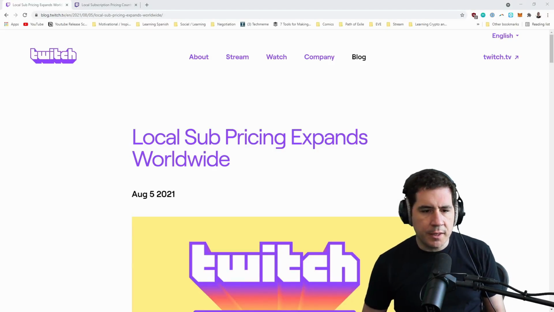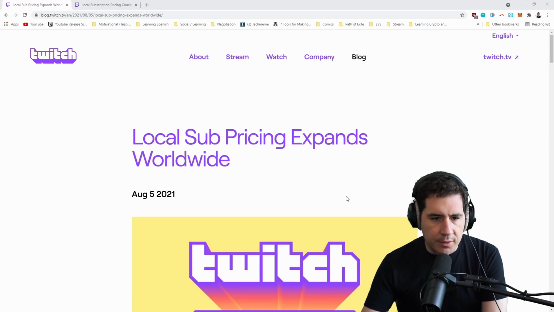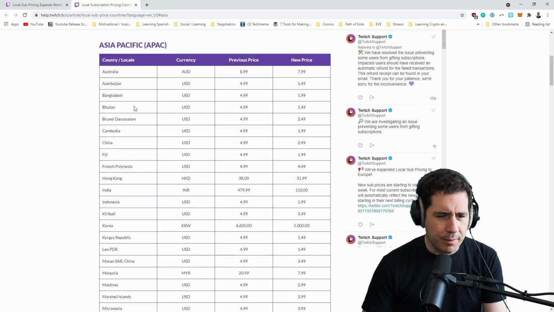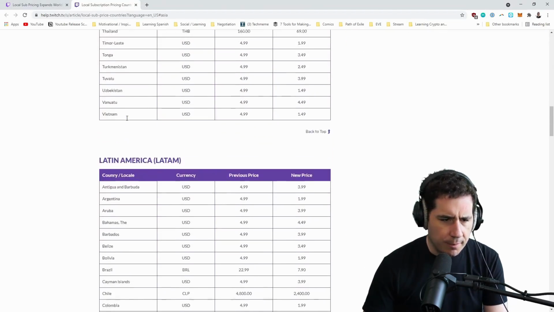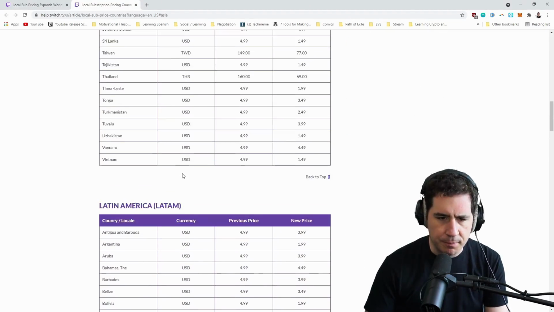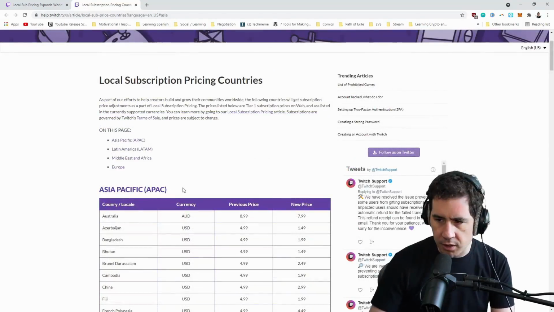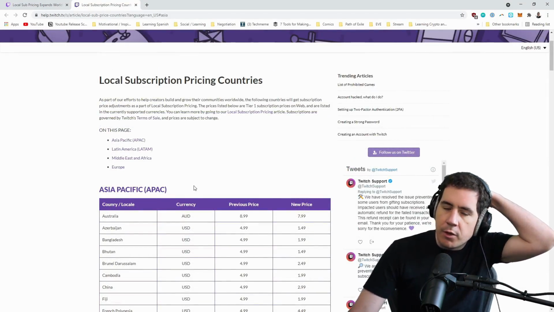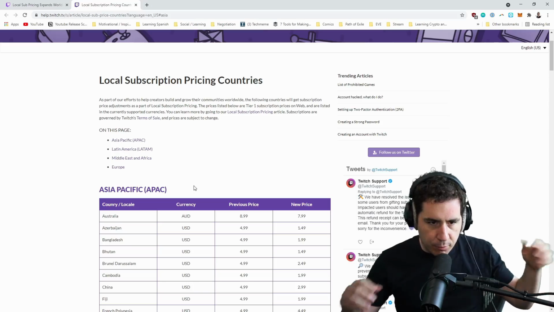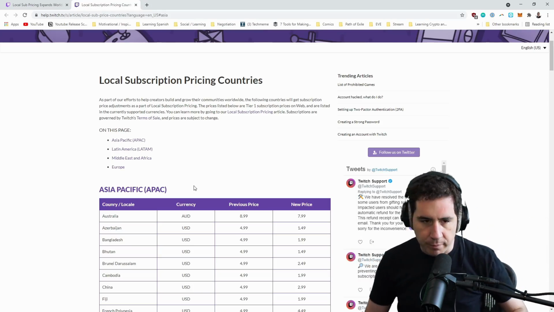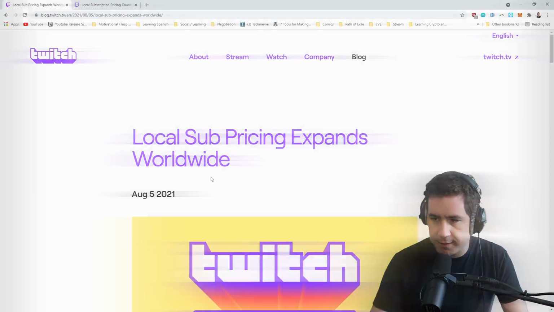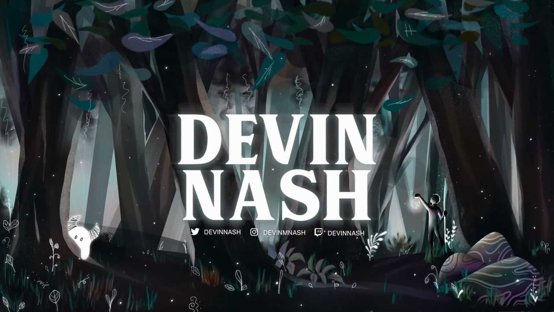Okay, so there's been a lot of confusion about local sub pricing changes on Twitch. This is a pretty big change that Twitch has made to pretty much every country that Twitch operates in. They're changing the subscription prices, the cost it will cost you, the viewer, to subscribe to a streamer. And lots of people don't know, will this result in people making way less money? Will this result in people making way more money? And the purpose of this video is to explain and clarify what will happen, I think, with that result.